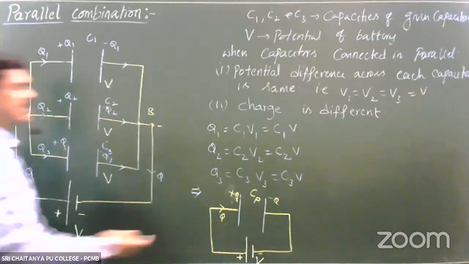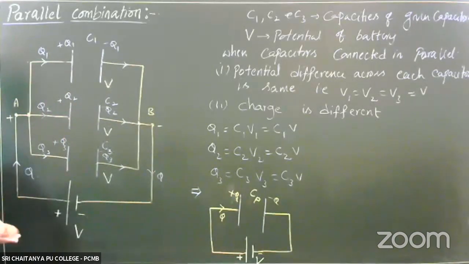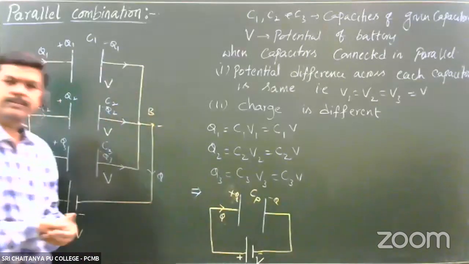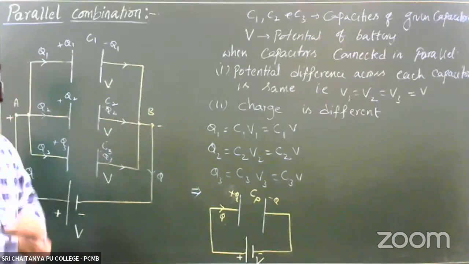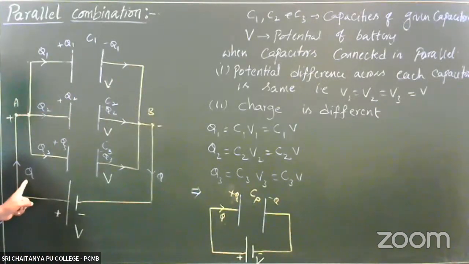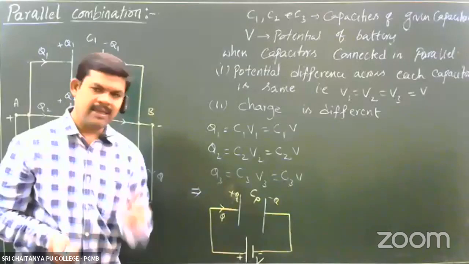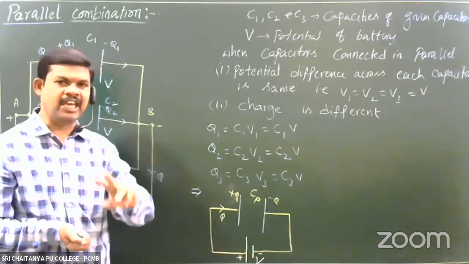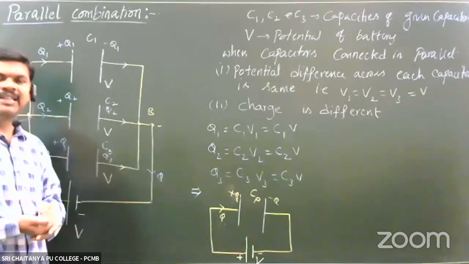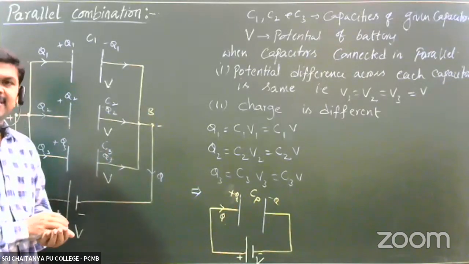This capacitance we call the resultant capacity of this combination, right? If these three combinedly act like a single capacitor, Cp, such that it draws the same charge as the combination is drawing from the same battery, this Cp can be treated as the equivalent capacity or resultant capacity of that combination. Our aim is to find out the Cp.